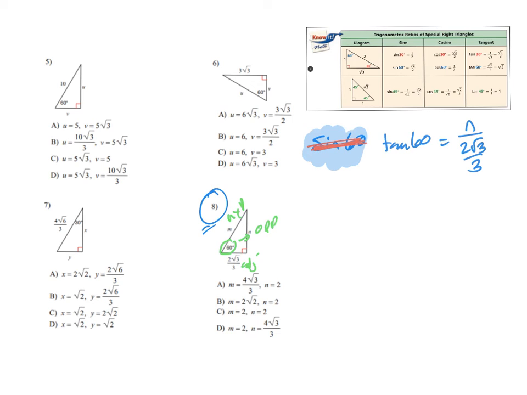We have to find the tangent of 60, so I go to the chart. What's it say for tangent of 60? It says square root of 3. So I'm going to put square root of 3 where the, oops, how about this? Oh, this is a disaster. Square root of 3 equals n over 2 square root of 3 over 3. Multiply both sides by that fraction to get rid of it, so that I can isolate n.